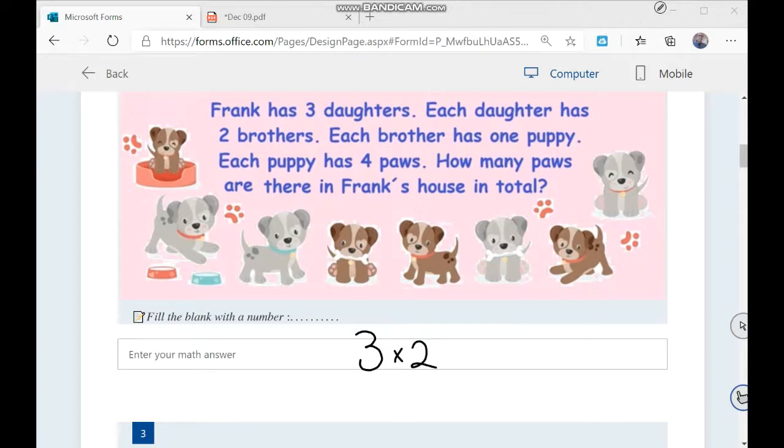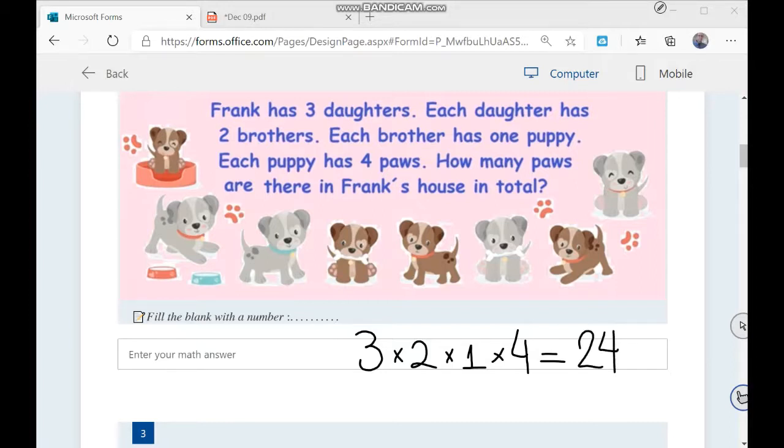And each brother has 1 puppy. 1 puppy, okay. And each puppy has 4 paws. 4 paws, and then you multiply. 3 times 2, 6. 6 times 1, 6. 6 times 4, 24. And then you find 24.